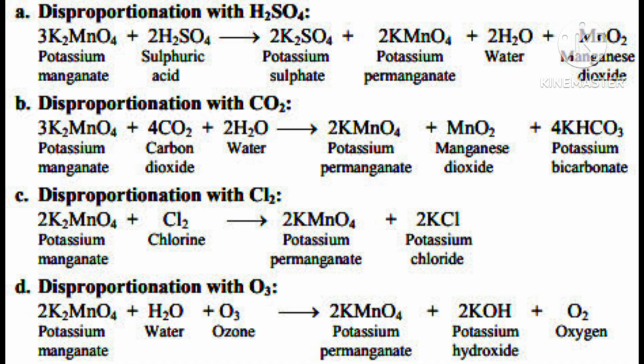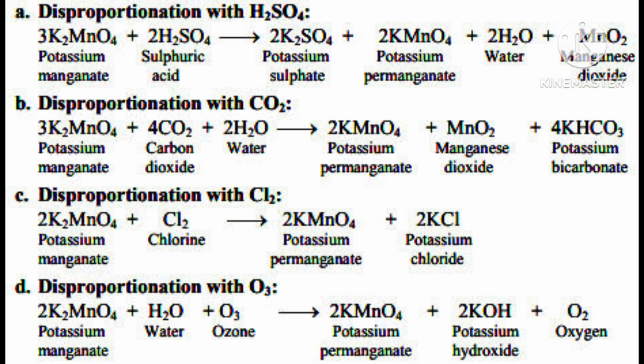Here you should remember, permanganate titrations in the presence of hydrochloric acid are unsatisfactory. Why? Since hydrochloric acid is oxidized to chlorine. The question is asked. That's why HCl is not used.